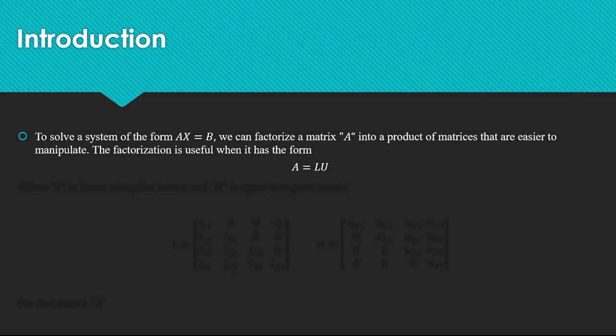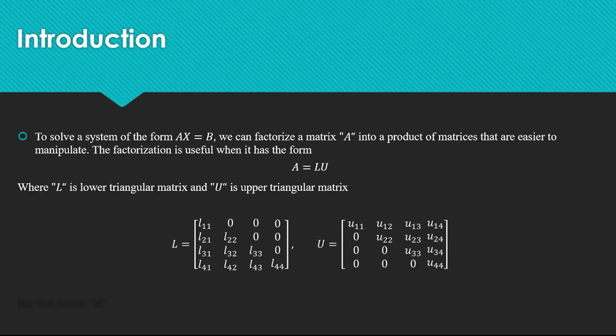So we consider A = LU, where L represents a lower triangular matrix and U represents an upper triangular matrix. Previously, we learned at FSc level that lower triangular matrices are those in which all the entries above the main diagonal are zero, and upper triangular matrices are those in which all the entries below the main diagonal are zero. This is an example of 4 cross 4 lower and upper triangular matrices.